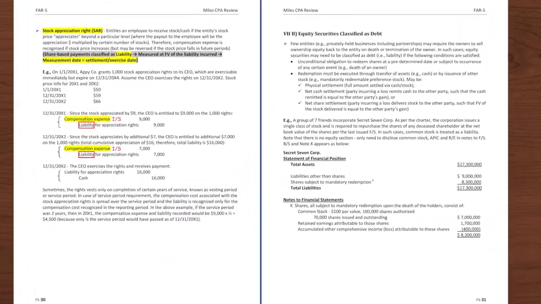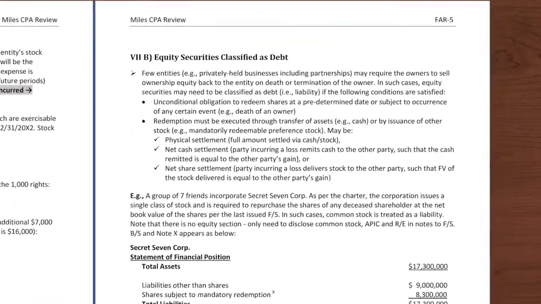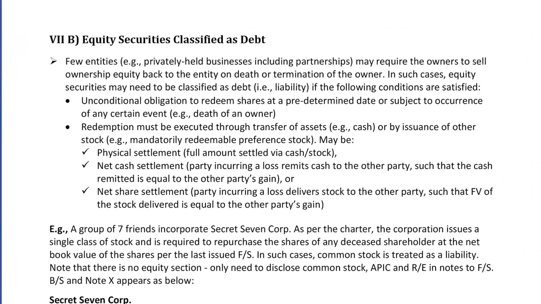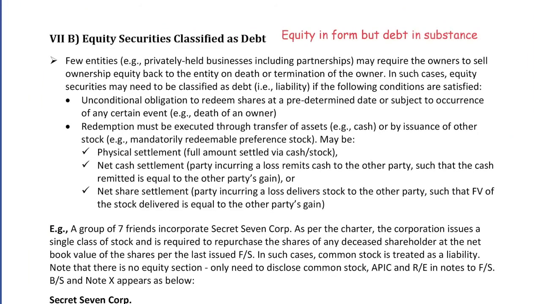On page 31, we're looking at equity securities classified as debt. So these are equity in form but debt in substance. Now generally this happens when there is unconditional obligation for the corporation to redeem the shares either at a specific date or upon the occurrence of an event that is certain to occur. And generally, that event is the death of the owner of the securities.